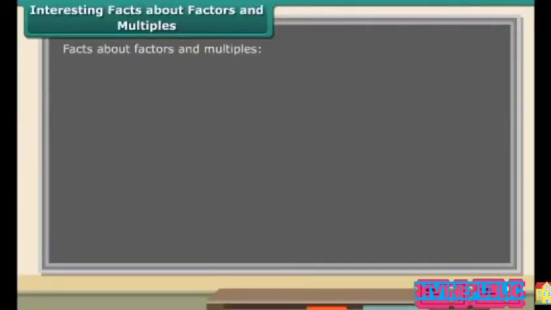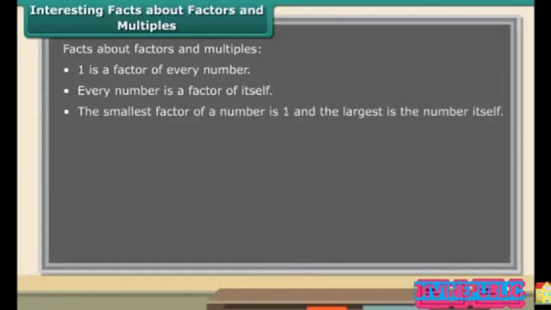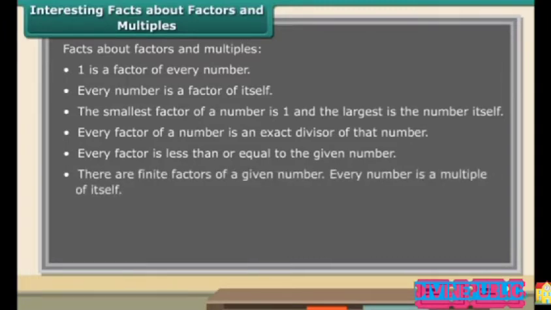Here are some facts about factors and multiples. 1 is a factor of every number. Every number is a factor of itself. The smallest factor of a number is 1 and the largest is the number itself. Every factor of a number is an exact divisor of that number. Every factor is less than or equal to the given number. There are finite factors of a given number.